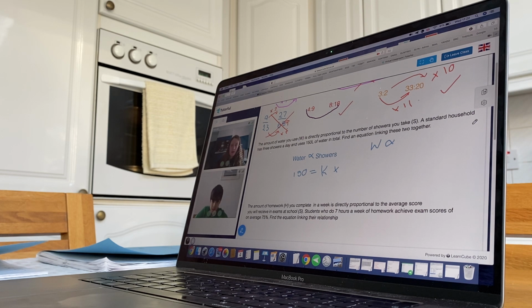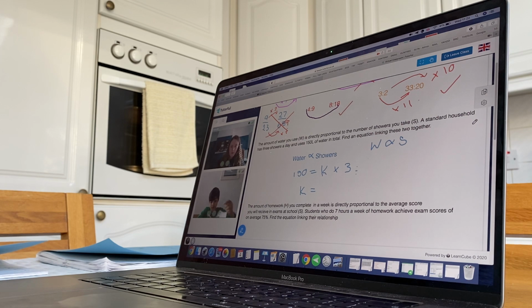Have a look for it. It might be in the question. Okay. 3, yeah, because they have 3 showers. Okay. And then when we do the 3, we need to divide them by 3. Yep, divide both sides by 3.